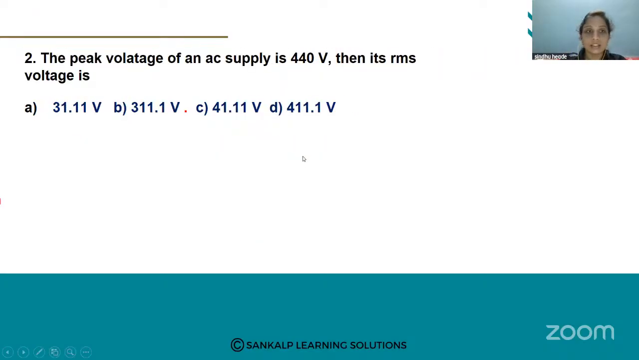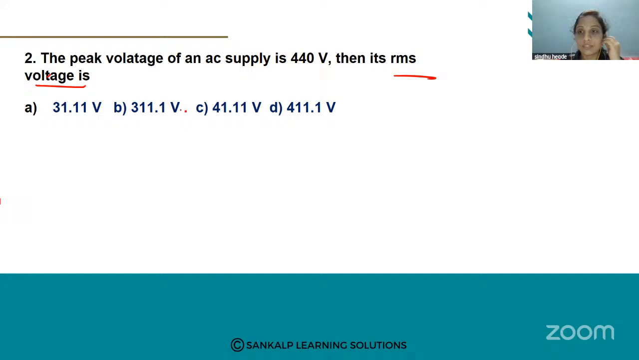Second one. The peak voltage of an AC supply is 440 volt. Then its RMS voltage is: A, 31.11 volt; B, 311.1 volt; C, 41.11 volt; and D, 411.1 volts. Here they ask the RMS voltage.